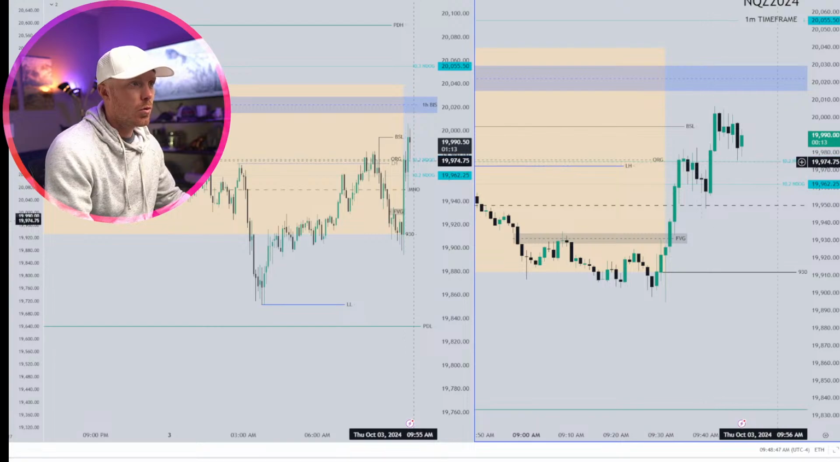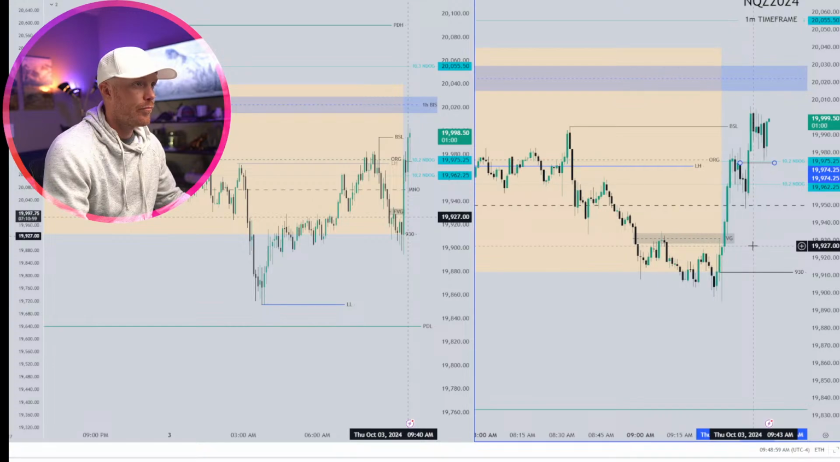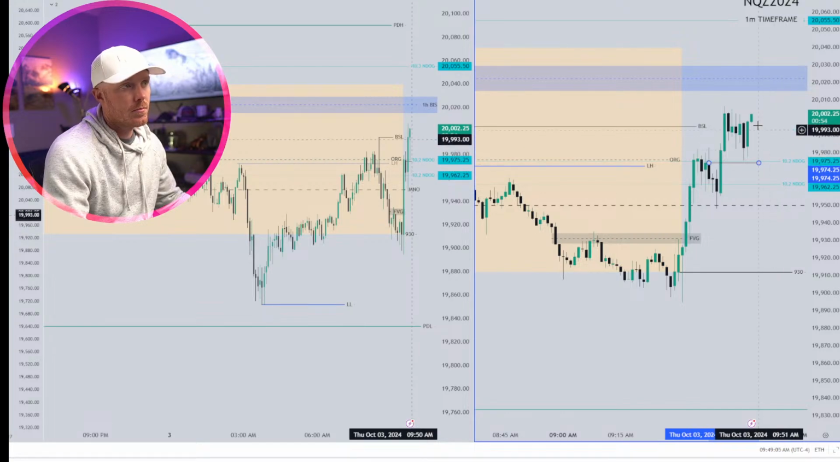All right, I like this order block. This is a long right here. If I had my demo account ready, I would be taking a long right there. I'd be moving my stop to break even as soon as I hit this high.